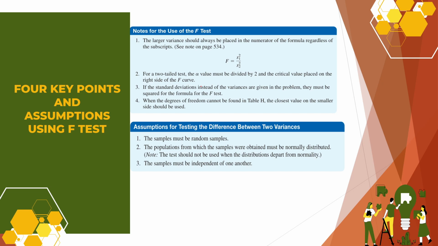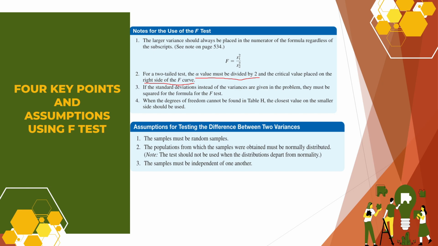There are four key points and assumptions of using F tests. The first one: the larger variance should always be placed in the numerator of the formula regardless of the subscripts. For two-tailed tests, the alpha must be divided by 2, and the critical value is placed on the right side of the F curve. Take note of this.